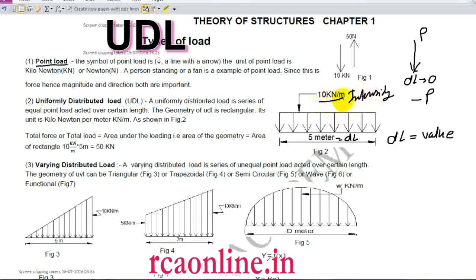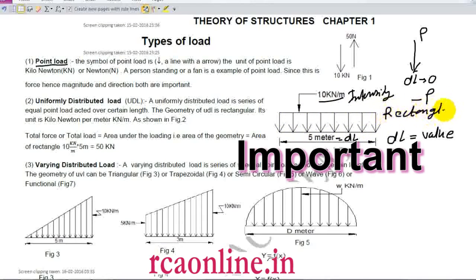So what does 10 kilonewton per meter represent? It represents that if you move 1 meter, you will get a total load of 10 kilonewton. This is known as intensity. And for UDL, this intensity is constant throughout the length of the load. So what does that mean? The profile of UDL is a rectangle. This is important, that the profile is a rectangle. I have written in my notes also, the geometry of UDL is a rectangle.